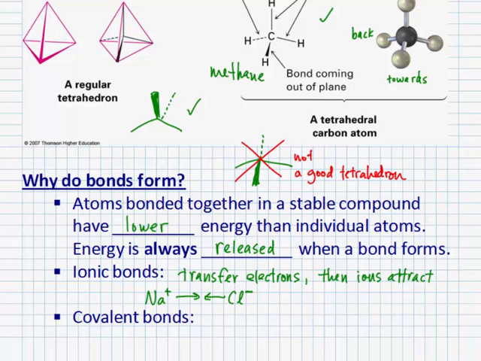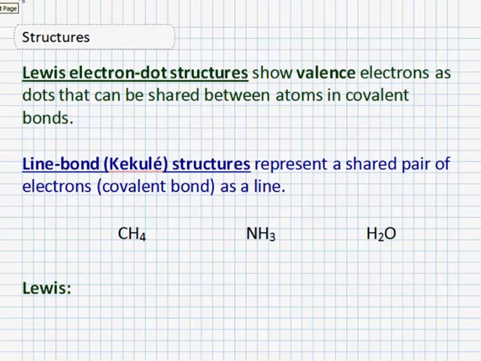Okay? In a covalent bond, electrons are shared. So where I have a hydrogen with its 1 electron, it will share that 1 electron with another hydrogen, so that each of those hydrogens now has access to 2 shared electrons. Okay? So let's talk a little bit more about how we can draw structures of these types of things to indicate their bonding patterns and so on.